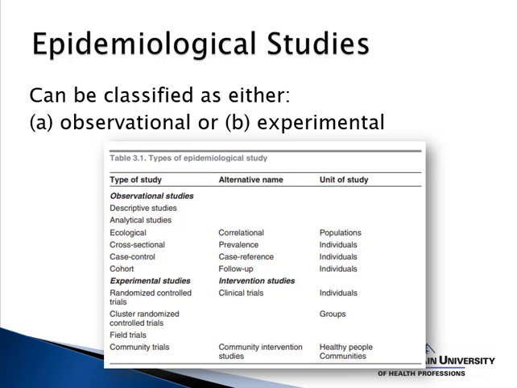So epidemiologic studies can be classified as either being observational in nature or experimental. This table comes from the textbook, and so you can see a breakdown of different types of studies under the observational category and the experimental category.